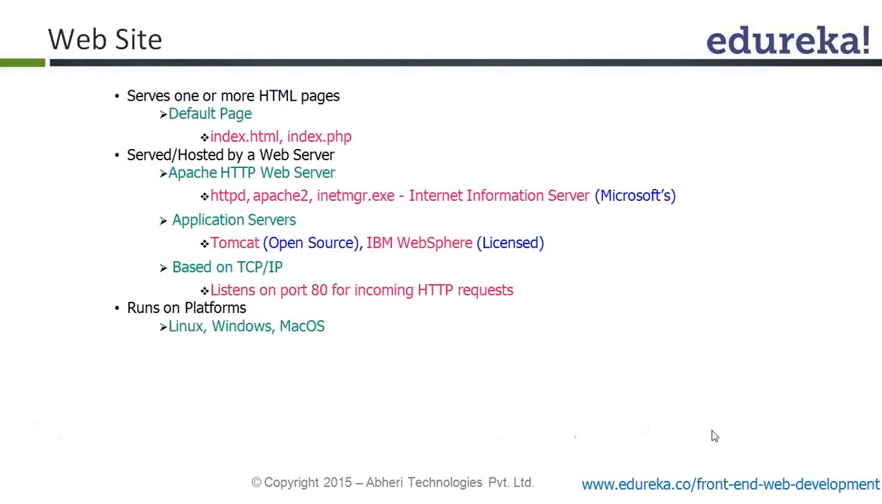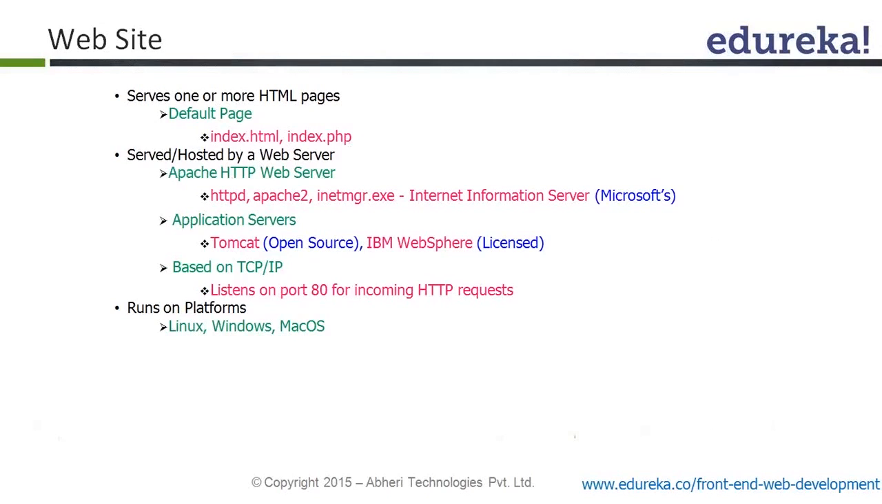Website is just a group of one or more HTML pages. You can have a website with only one page, or you can have more than one page. The main thing is, if you have more than one page, the first page is always called the home page. The first page that is displayed to the end user is called the home page. That home page is also called the default page, and it is generally stored inside a file called index.html or index.php and so on.